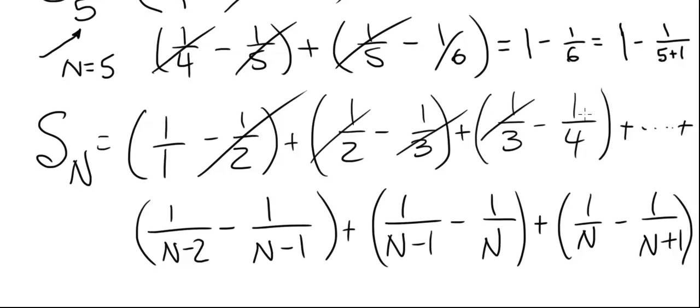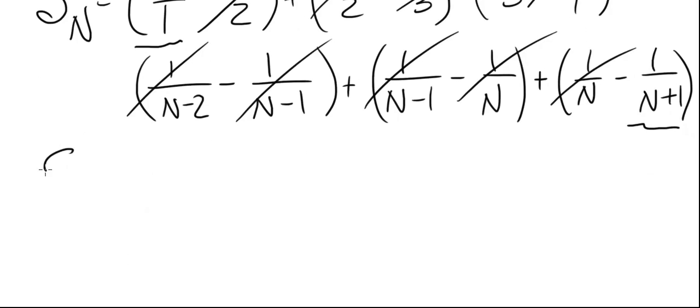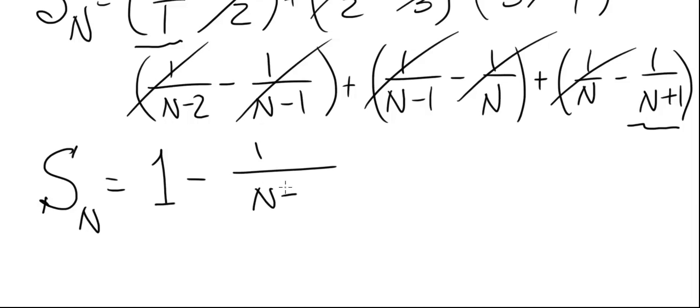Halves cancel, a third cancels, a fourth will cancel with the next term, and 1 over n minus 1 will cancel with the previous term, minus 1 over n minus 1 plus 1 over n minus 1 minus 1 over n plus 1 over n. Everything cancels except this 1 and this minus 1 over n plus 1. So we have found a nice formula for the nth partial sum. It is equal to 1 minus 1 divided by n plus 1. And so now we can finish the problem.